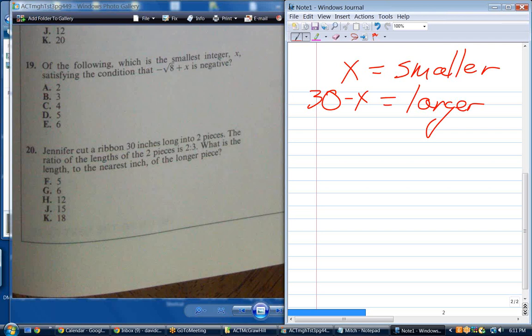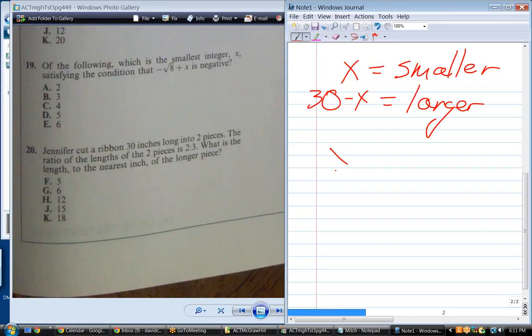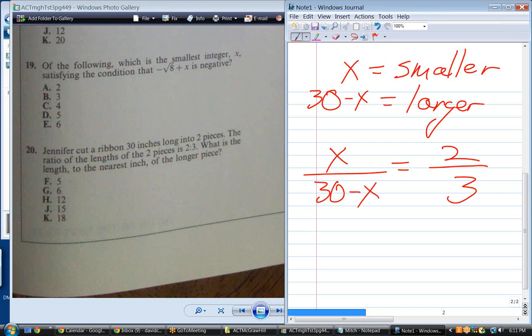Now what can I say? X is to 30 minus X as what is to what? 3 is to 2. Hold on a second. X is to 30 minus X. That's the ratio of the smaller to the larger, and that is 2 over 3. 2 over 3, yeah. Okay, and now how do we solve this?